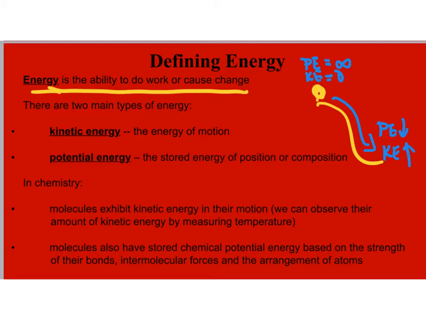In chemistry, when molecules are moving, they show kinetic energy. We can actually measure it by measuring their temperature. And molecules also have stored energy because you need energy to hold chemical bonds together. So based on the way molecules are arranged, they have both kinetic and potential energy at the same time.